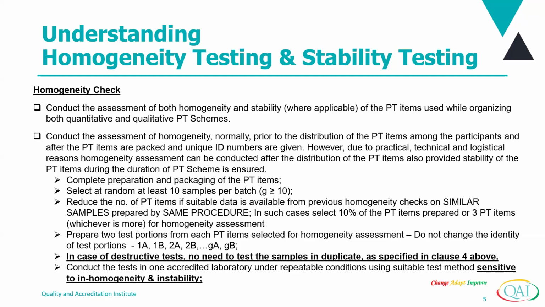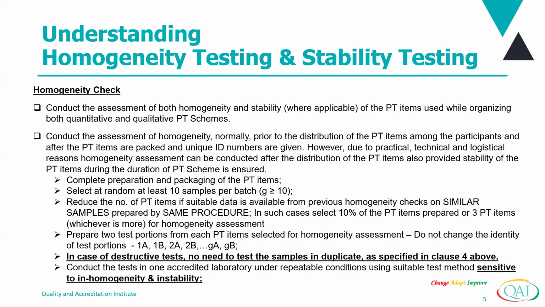But it is not the case that you performed last round on the same PT item and perform again on the same PT item for the next PT scheme. There should be a sufficient time interval between these two PT schemes. Based on the previous data, which could be from 2 years back, you have the homogeneity report, and it could be a similar kind of stability performance before running any new PT scheme. So prepare two test portions in the case of a textile material.